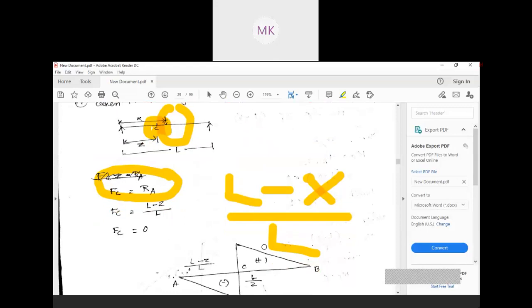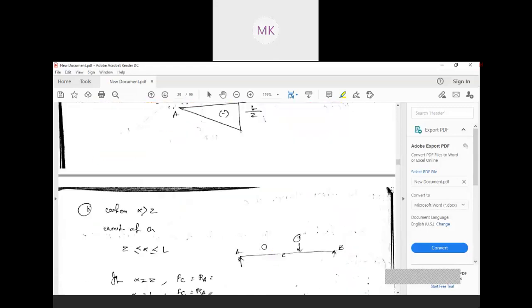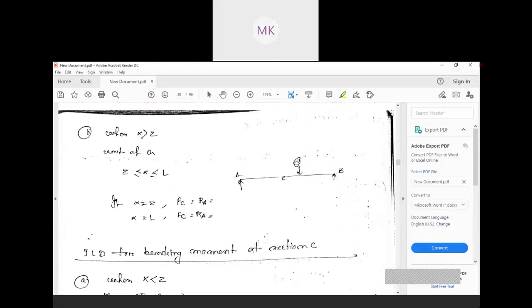This is the first condition, and the next condition is when x is greater than z. Similarly again, you need to find out the same thing. You need to repeat a simple calculation, so you can easily find this out. I have already given you some notes from the book, so all of you go through that step by step. It is well explained. You can easily do that.